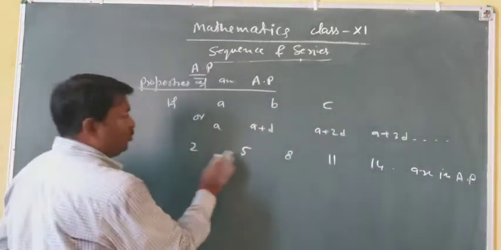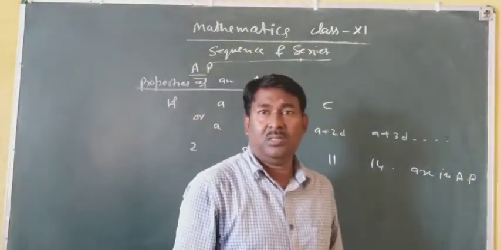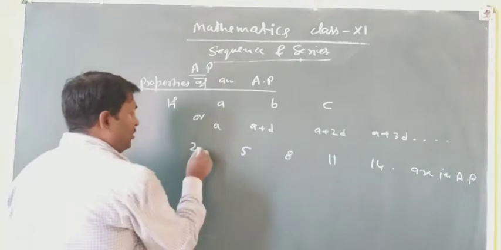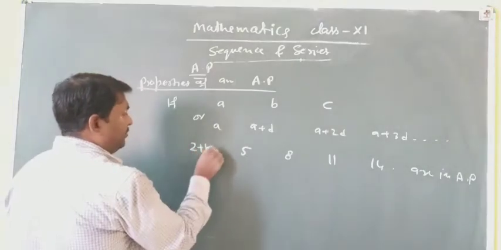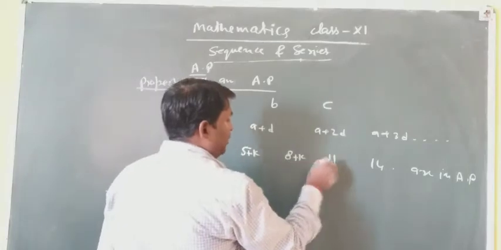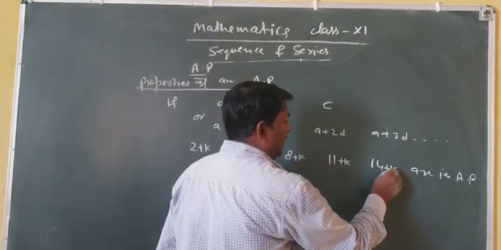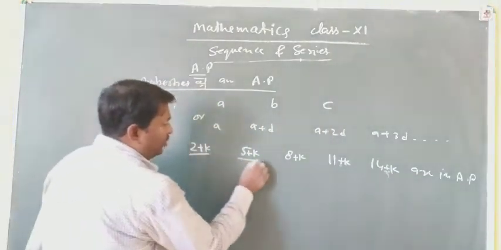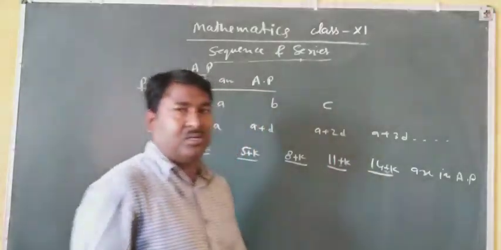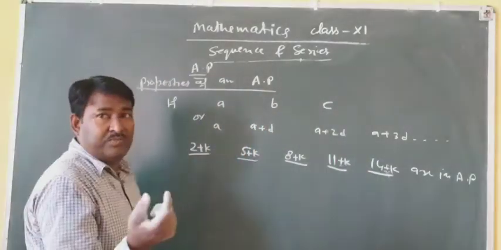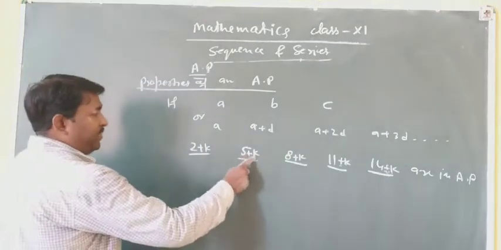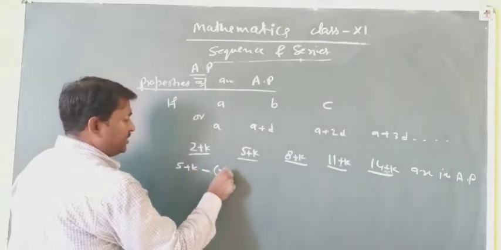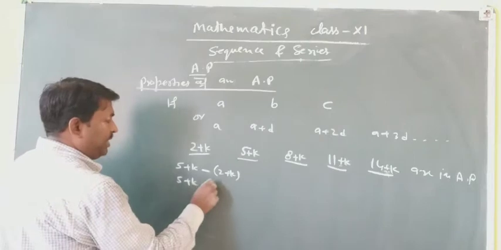Since 2, 5, 8, 11, 14 are in AP, suppose we add a constant term to all, and let that constant term be k. Once I am taking plus k, now see whether these are all again in AP or not. How will you check? You just find the common difference. 5 plus k minus 2 plus k means you will get 5 plus k minus 2 minus k.